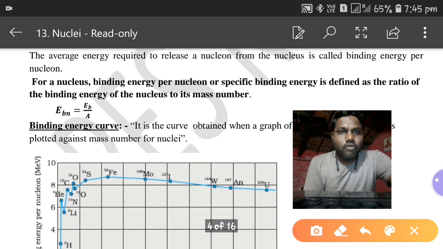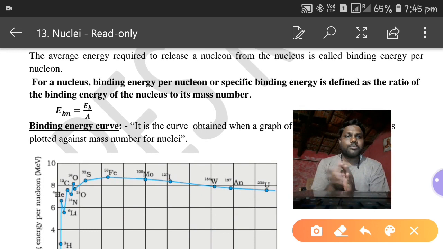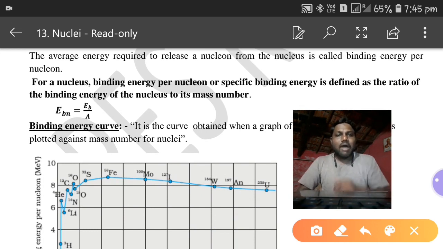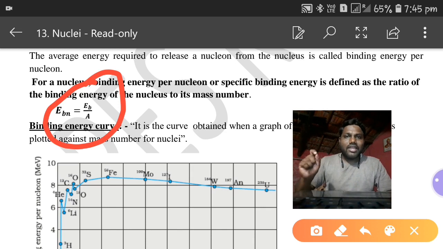For a nucleus, binding energy per nucleon or specific binding energy is defined as the ratio of the binding energy of the nucleus to its mass number. The formula is given here. That means binding energy per nucleon is equal to binding energy divided by atomic mass number.